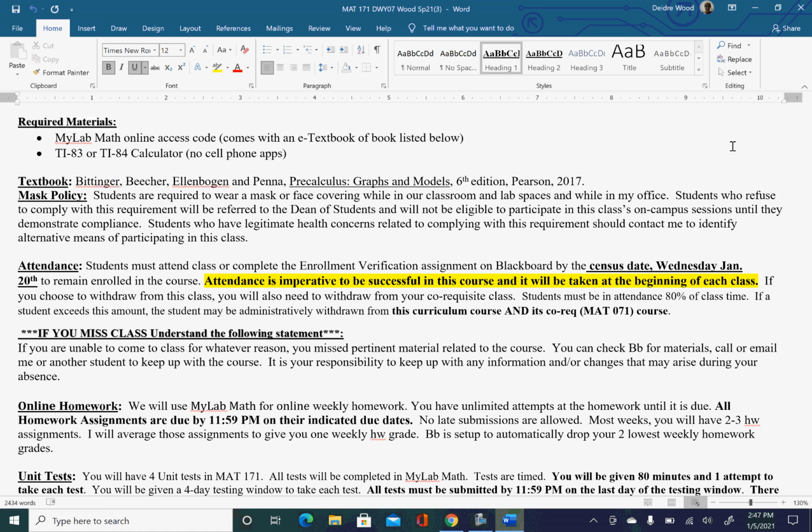Again, you've already paid for it. It's not something you have to buy extra. I'll give you the code if you haven't received the code. I have a code that I can give you as well. It should be the same one that you've already received. Okay.